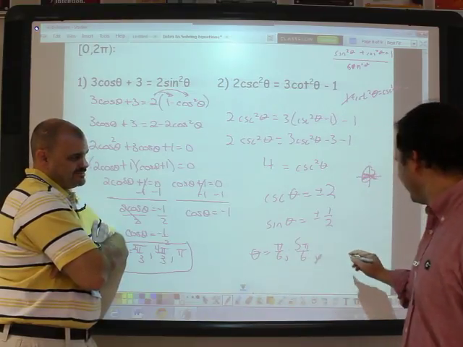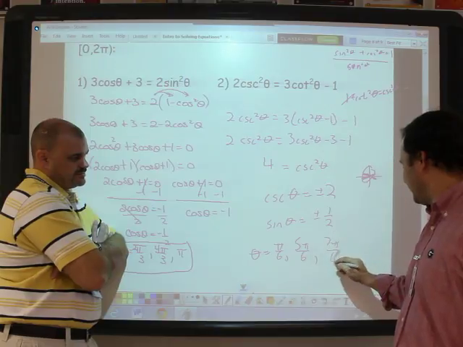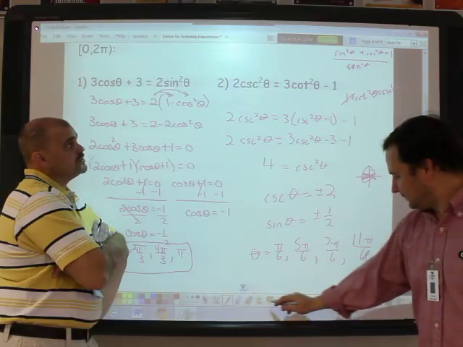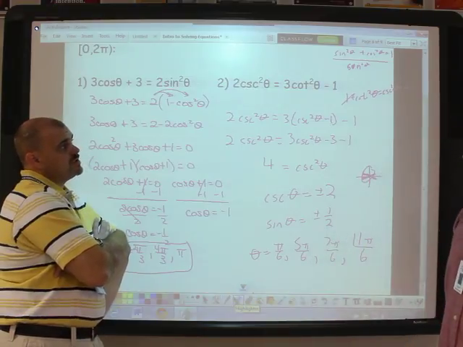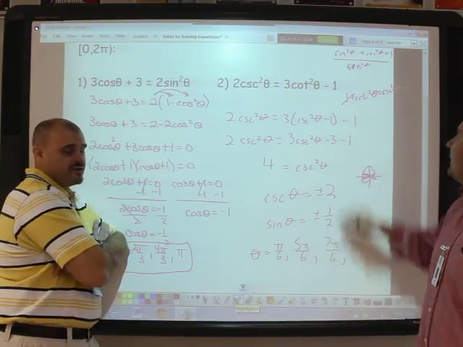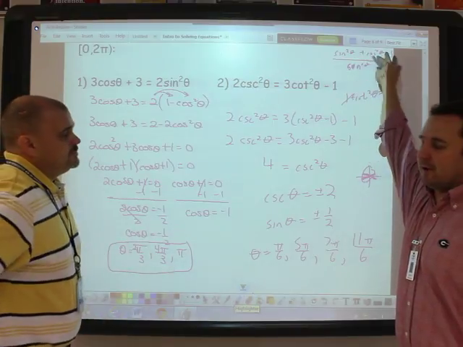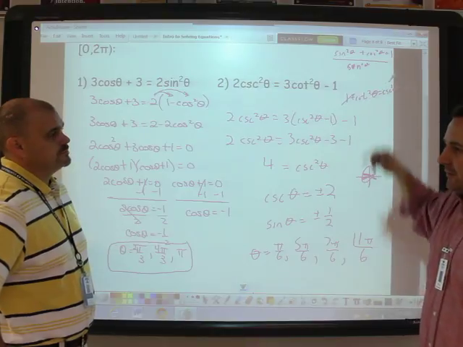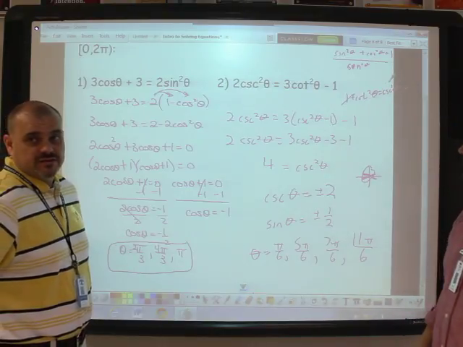5 pi over 6, 7 pi over 6, and 11 pi over 6. And there are your answers for 2 cosecant squared theta equals 3 cotangent squared theta minus 1. If you know the first trig function, the Pythagorean identity, sine squared plus cosine squared is 1, you can derive all of the others.